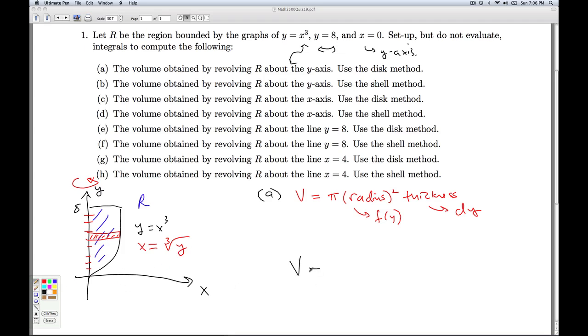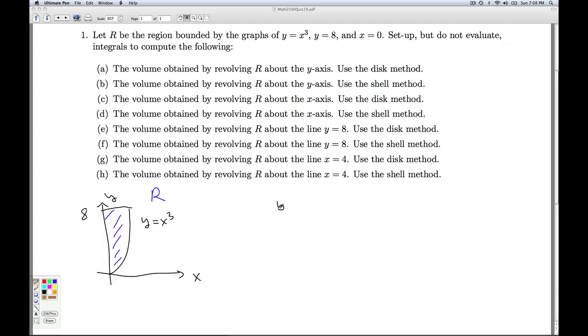And so I put this together. The volume by the disk method would be pi times the integral. I'm chopping the y-axis up from 0 to 8. The radius squared in terms of y is this thing squared, times the thickness dy, or pi times the integral from 0 to 8 of y to the 2/3 power dy. We're just asked to set this up and not evaluate it, so that means we're done with part A.